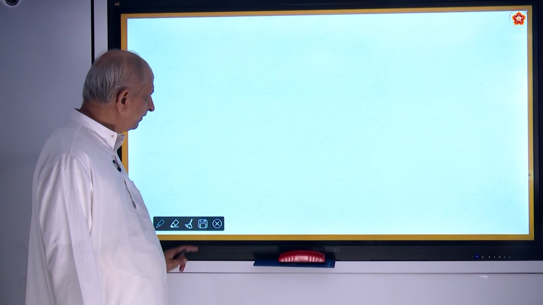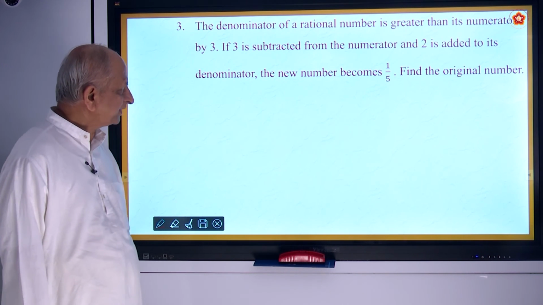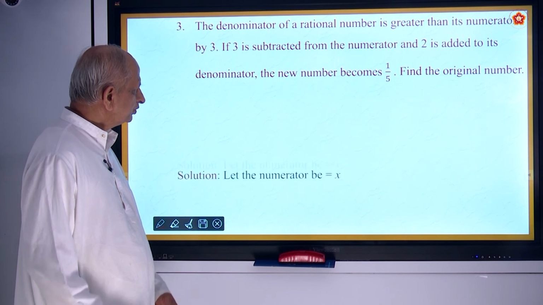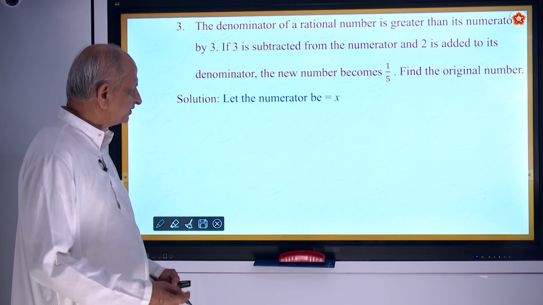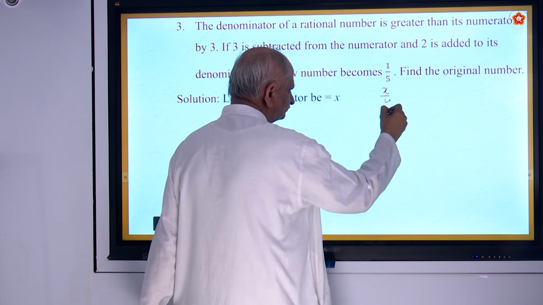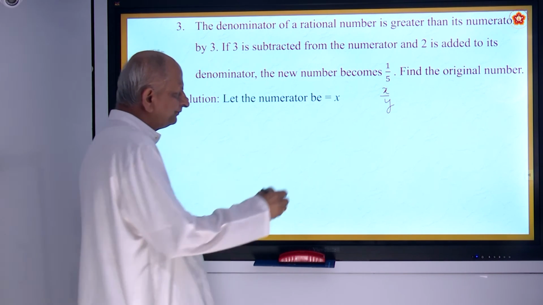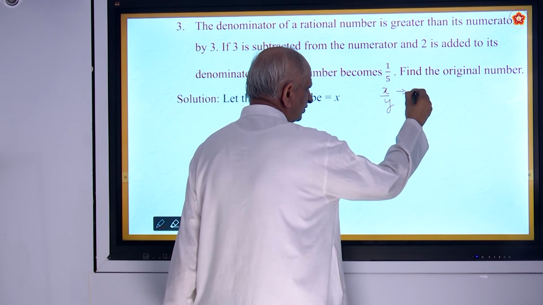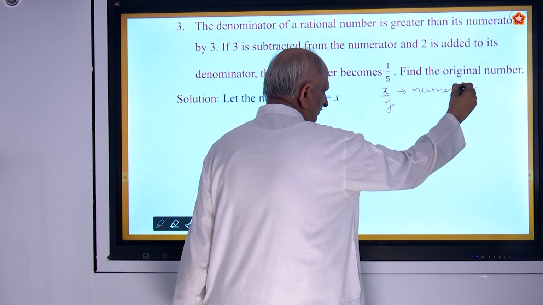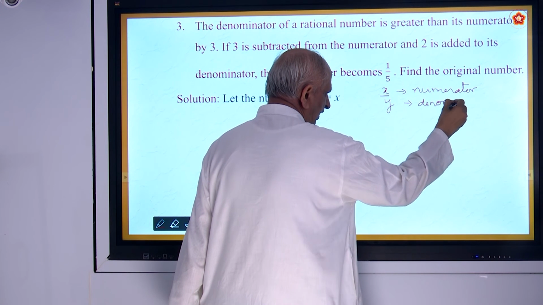Now we will work out one more problem. The denominator of a rational number is greater than its numerator by 3. So you know what is a fraction. Suppose you write x by y. It's a fraction, correct? What is that x called? X you call it as numerator. You already studied. What is y called? Denominator.